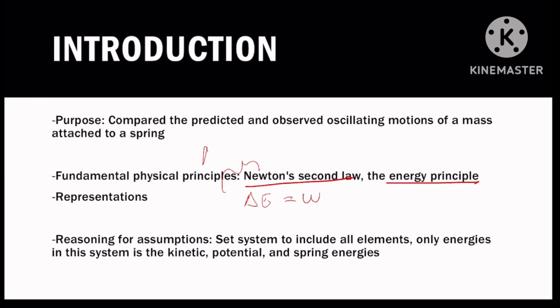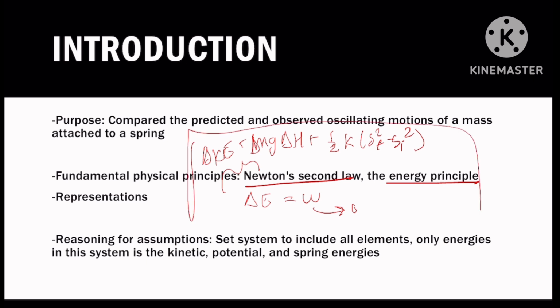So basically change of kinetic energy plus change of potential energy, which I will just put as mg change of h, and then change of spring energy, so s squared minus s_i squared. And then since work is 0, there's no work being done on the system. This will be basically our equation that we'll be working with in this lab.